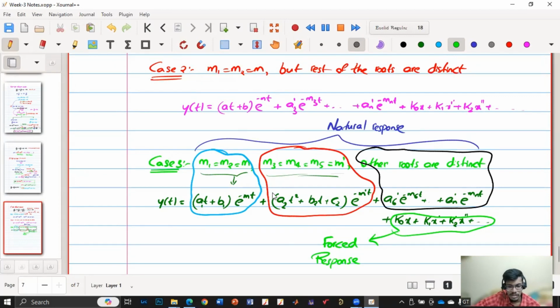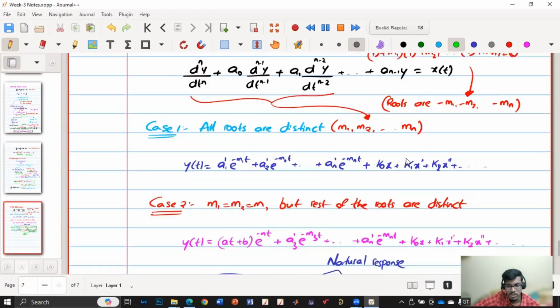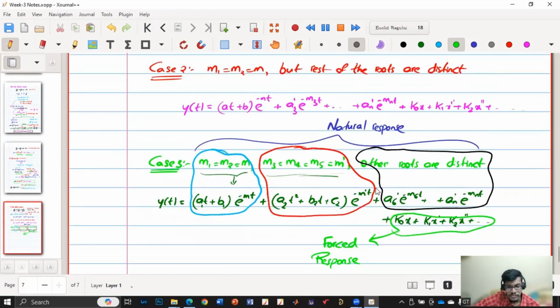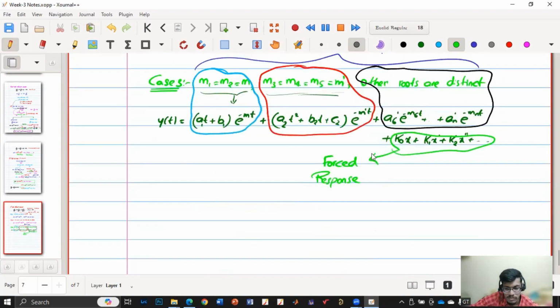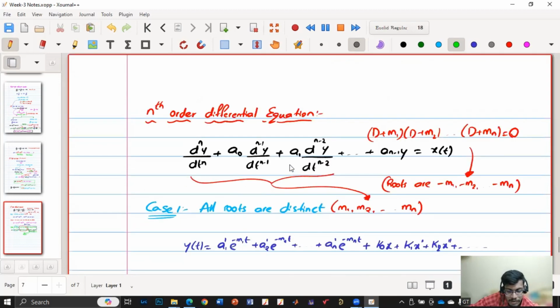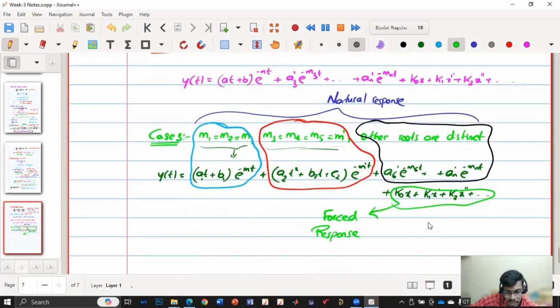So I have considered some different coefficients into e to the power minus m dash t, because my roots are minus m1, minus m2, etc. And the other roots are distinct, so from m6 to mn, it will be the same. And the other part is the forced response. So in this way, for any given differential equation, first I'll write the generalized solution. And then from there, I'll solve one by one for what is k0, what is k1, what is k2, what is a1, a2, etc. So is this part clear until this point?